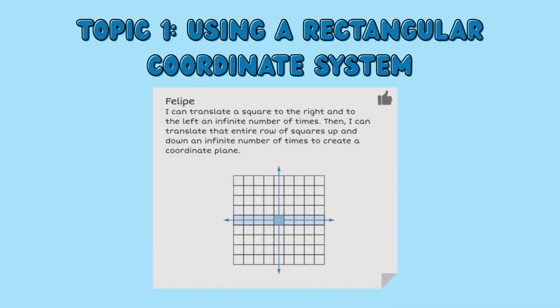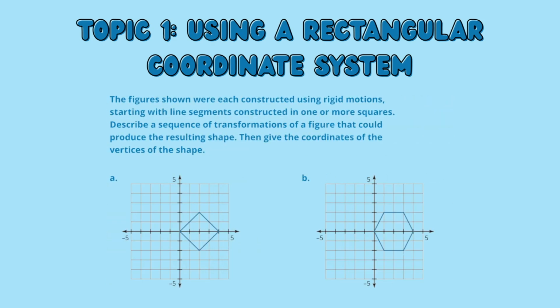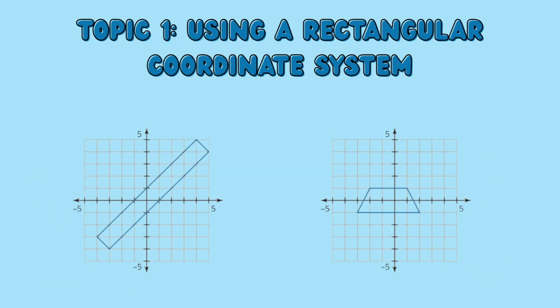From here, we will use constructions and rigid motions to create a coordinate plane. They will then identify rigid motions that can be used to create shapes on that coordinate plane. Lastly, students will identify the coordinates of vertices of shapes on this coordinate plane.